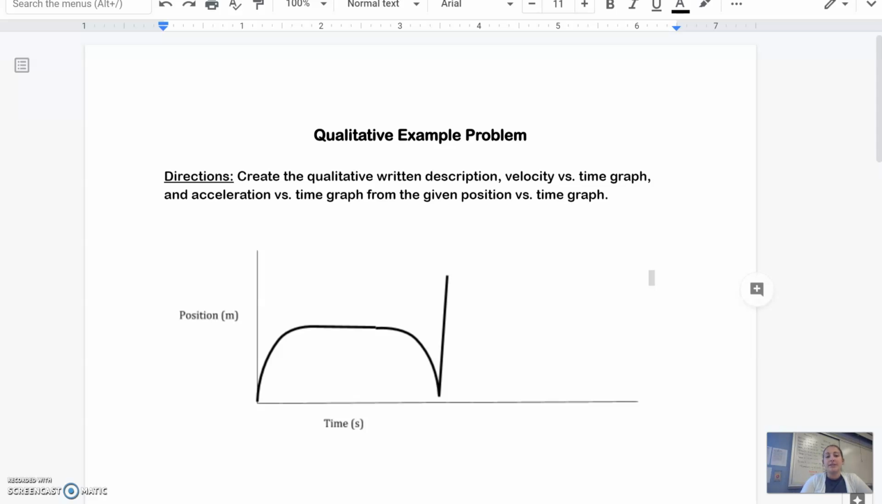So the questions that you see here, create the qualitative written description, V versus T and A versus T, are the very standard things that you're going to do with your qualitative problems. In your notebook, because I will be checking when I do a notebook check, I do want to see this example problem there. And do notice there are 4 sections within this example problem. So at this point, you want to pause the video and come back in once you've copied down this position versus time.